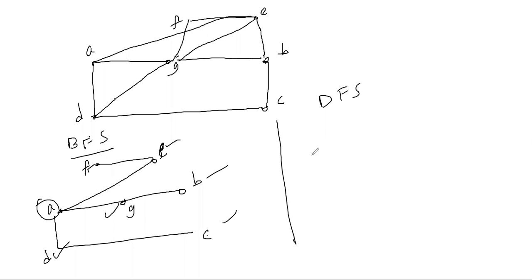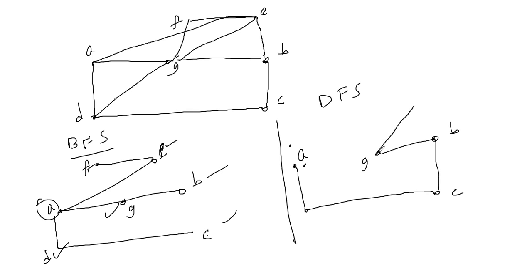In the DFS method, what will we do? You select one vertex A. Next, A to D, D to C, C to B, B to G, next G to E, E to F. You are going like a continuous path. If any vertex is missed, you can backtrack and cover that. That is the DFS method.